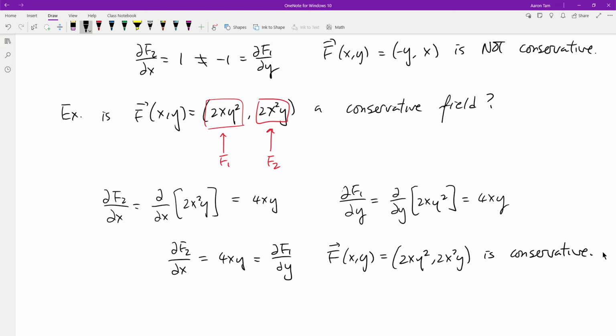Now, what is the result? Once we know that it's conservative, it implies that this vector function f, 2xy squared, 2x squared y, must be the derivative or the gradient of some function. And that function, which is called a potential function, must exist. And we just have to find it. And that would be the focus of our next video.